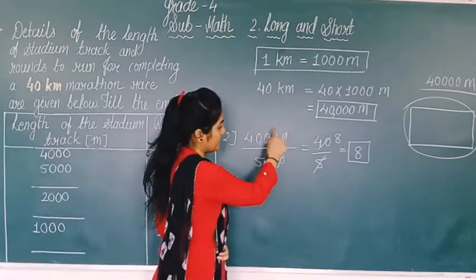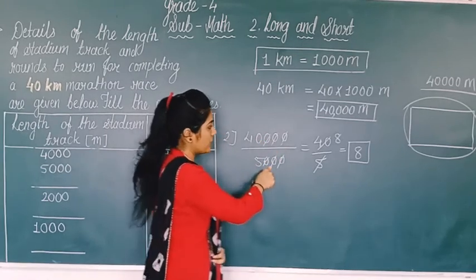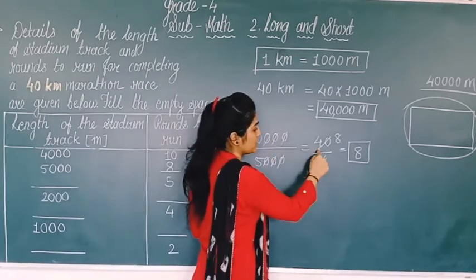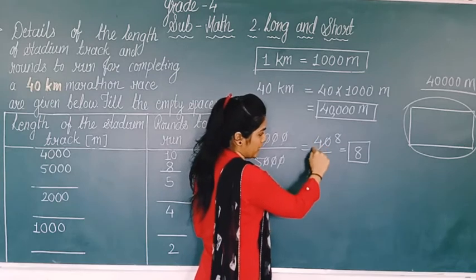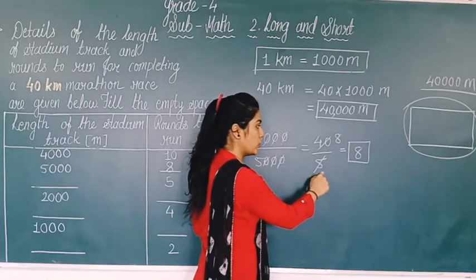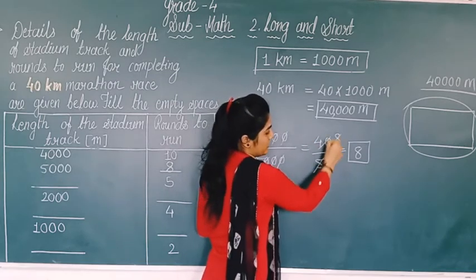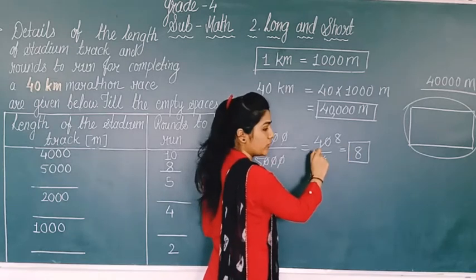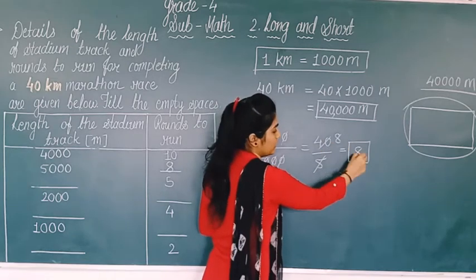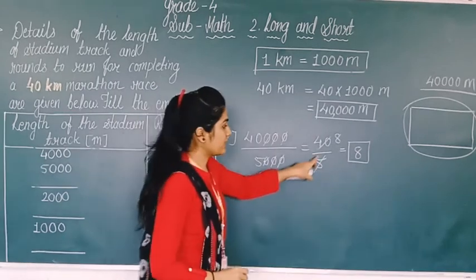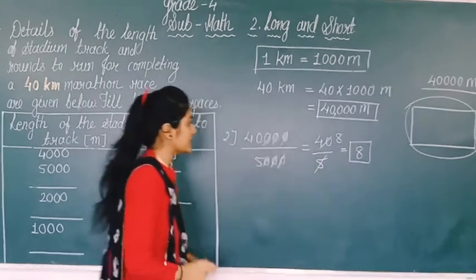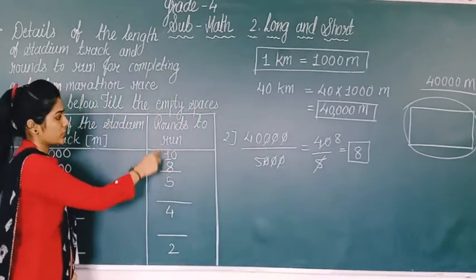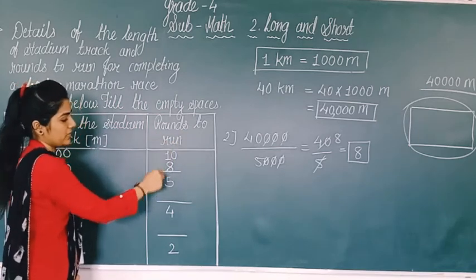So from the backside we have cut the 3 zeros, and now we have remaining 40 in the place of numerator and 5 in the place of denominator. In the table of 5, 40 is coming, right? So 5 eights are 40. So this 5 and 40 cancel, and this 8 remains as our answer. So we can say that rounds to run we are having 8.